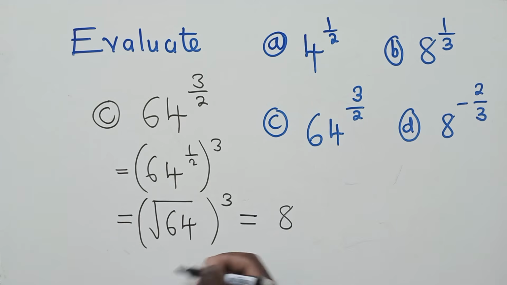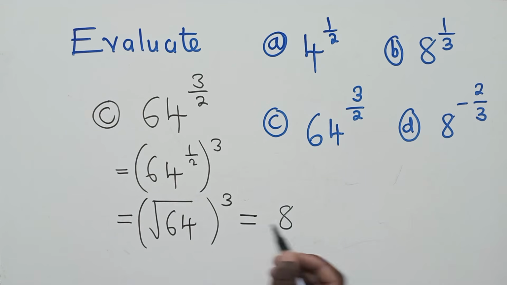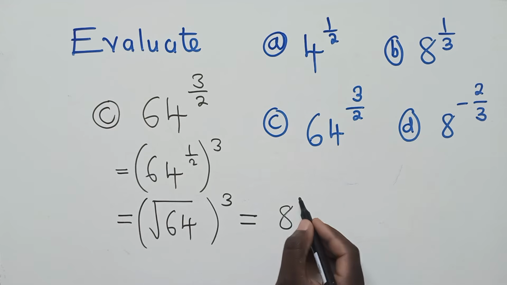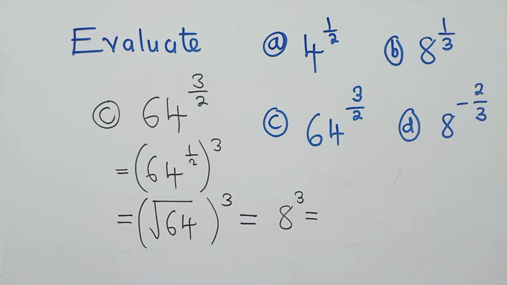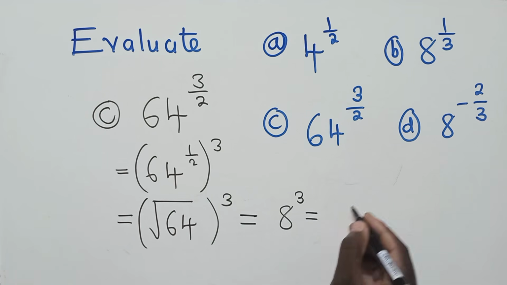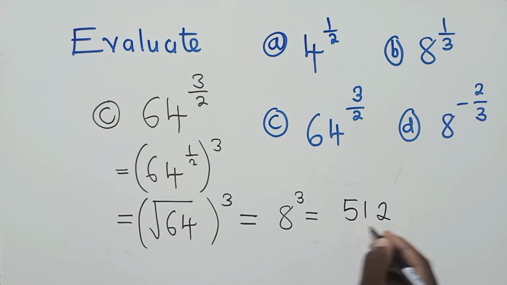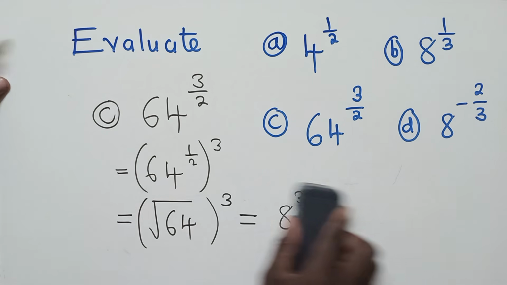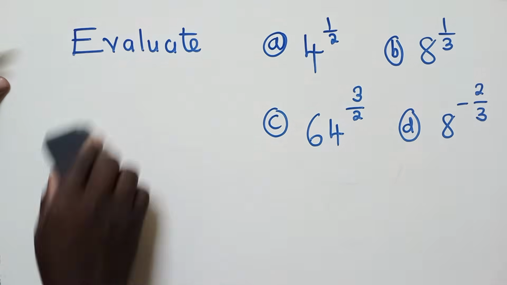So the square root of 64, it's 8. We're trying to find a number when it multiplies by itself 2 times, you get 64, and that is 8. You even say power 3. So what is 8 power 3? 8 power 3, that will give us 512. And this is our solution. We go to the last question, which is question D there.